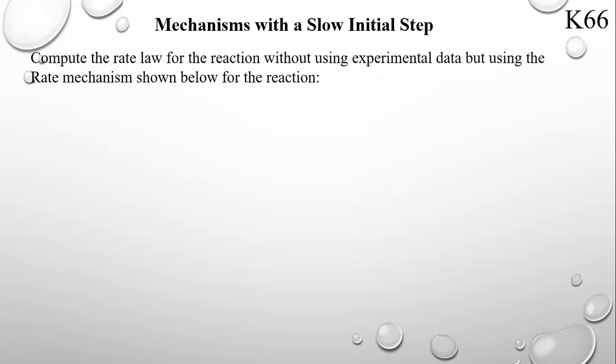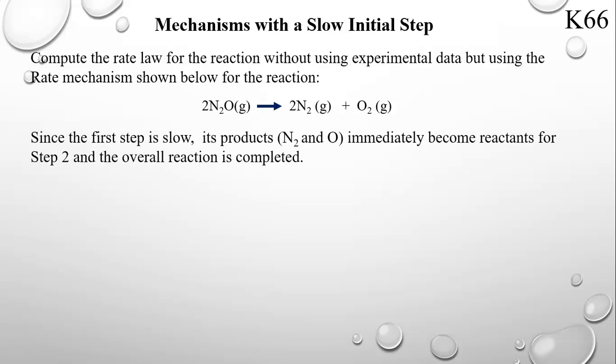Compute the rate law for the reaction without using experimental data, but using the rate mechanism shown below for the reaction. So we're going to take this reaction, 2N2O. Well, it's a decomposition reaction, and it will break down into 2N2 plus O2. And that is a balanced reaction if you check it out. Since the first step is slow, and the way you know that is because the heading says mechanisms with slow initial step, we're going to assume that the first step is slow.